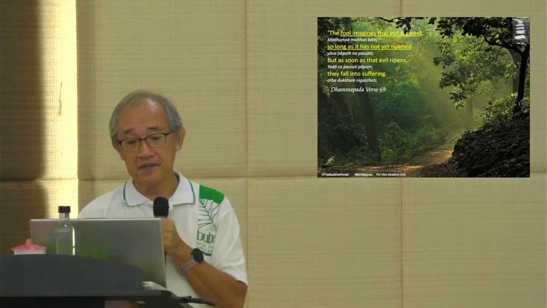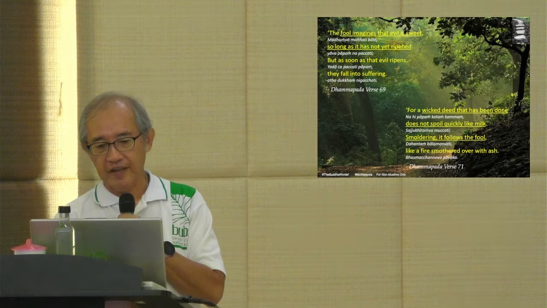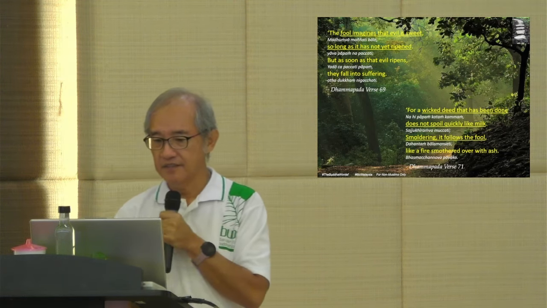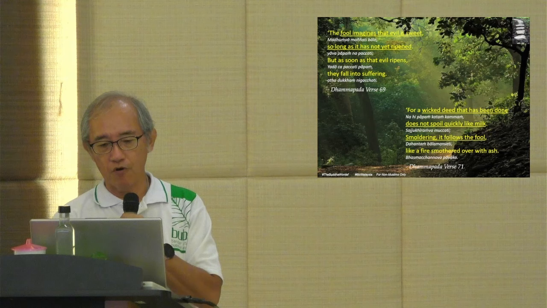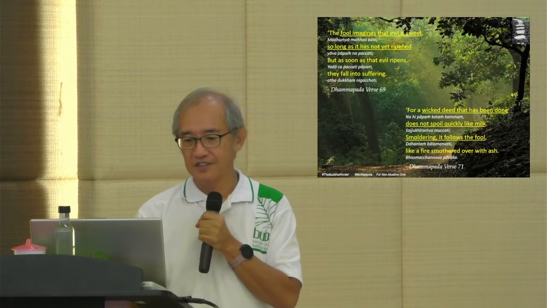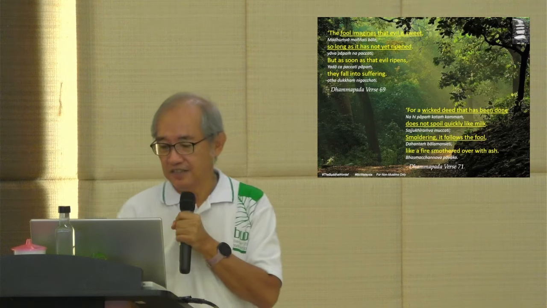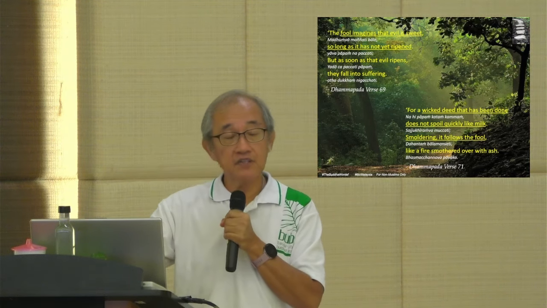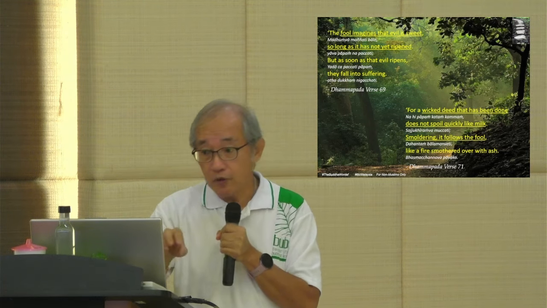Dhammapada verse 69. For a wicked deed that has been done does not spoil quickly like milk. Smoldering, it follows the fool, like a fire smothered over with ash. So under the ash there is something red still. The heat is still there. So certain actions you do, that not only covers the unskillful actions, but skillful actions also have smoldering.